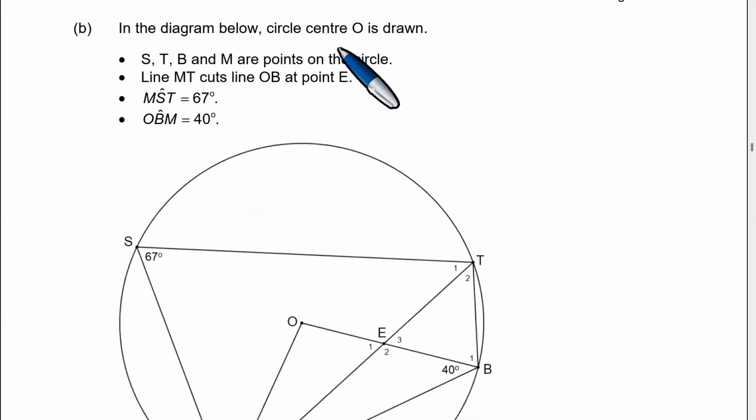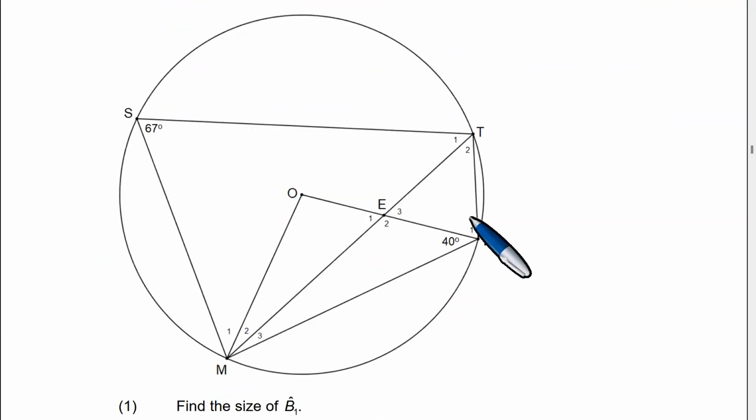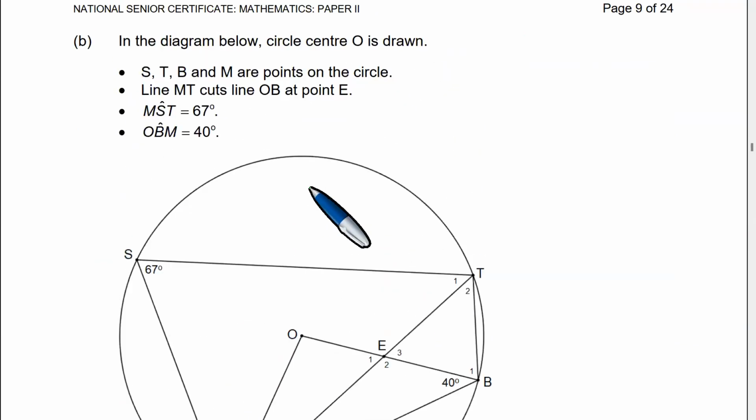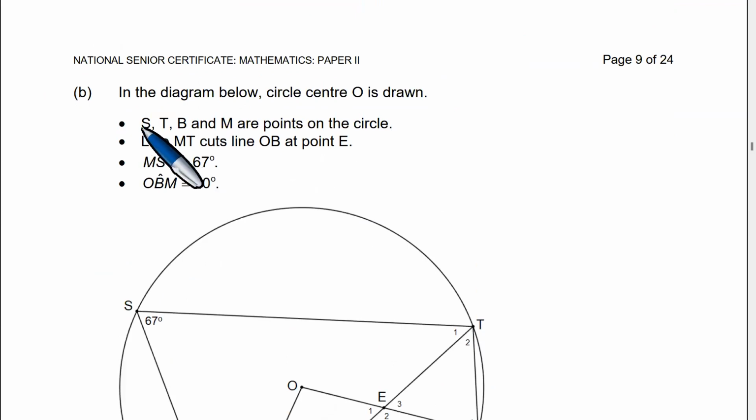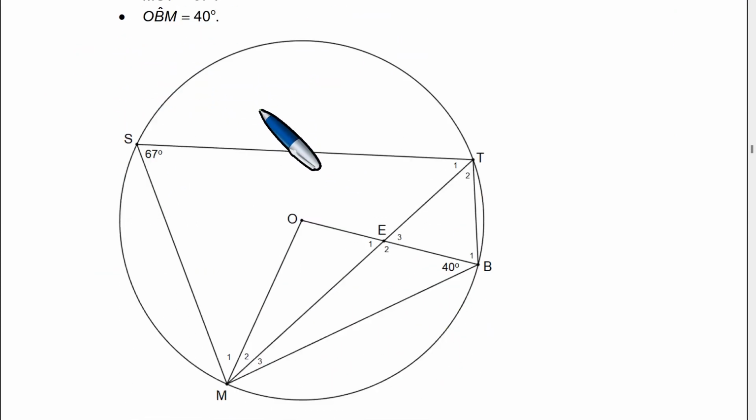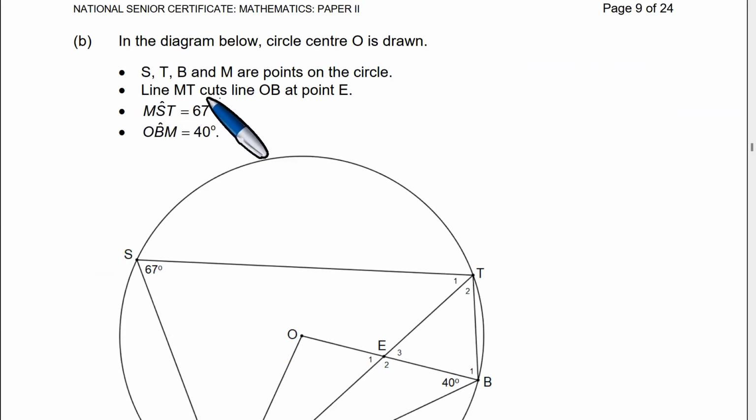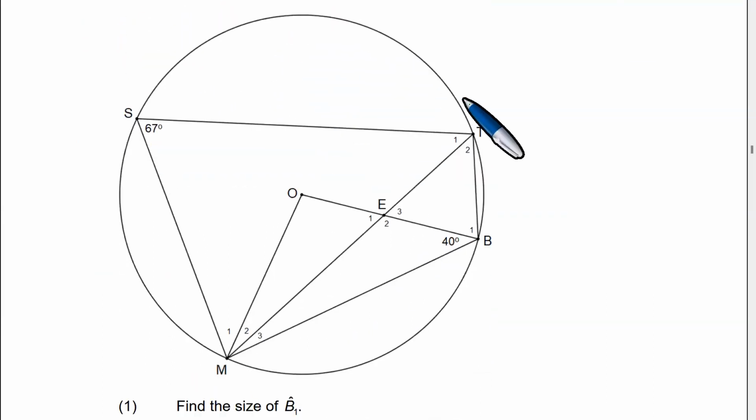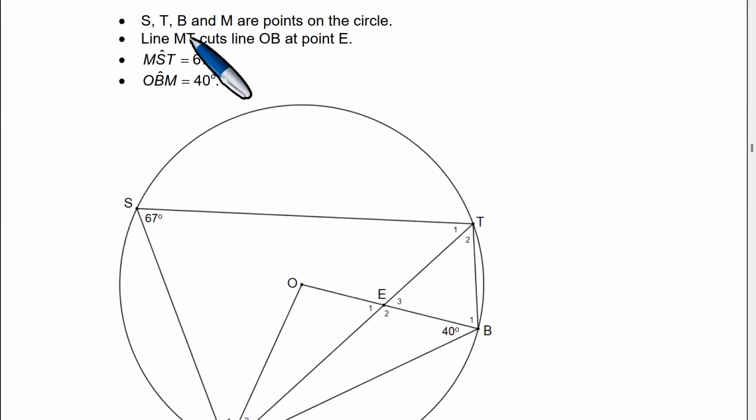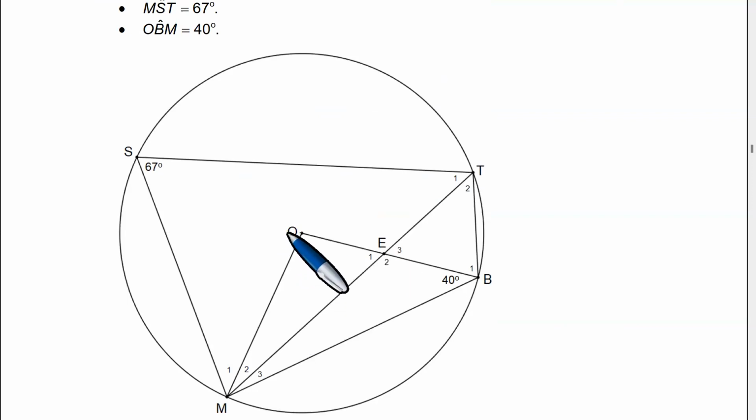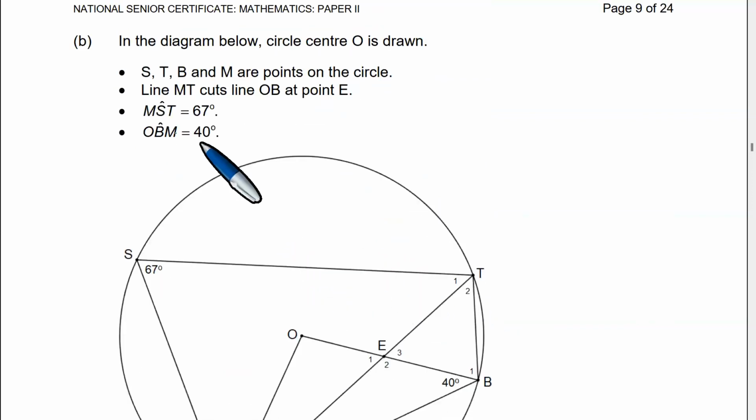In the diagram below, circle O is drawn. Okay, here's the diagram and circle O was drawn. Get ready, please, to try some questions. S, T, B, and M are points on the circumference of the circle. Line MT cuts line OB at E. MT is a line, guys, so it doesn't bend at E. But MT cuts line OB, so OB is also a line, folks.